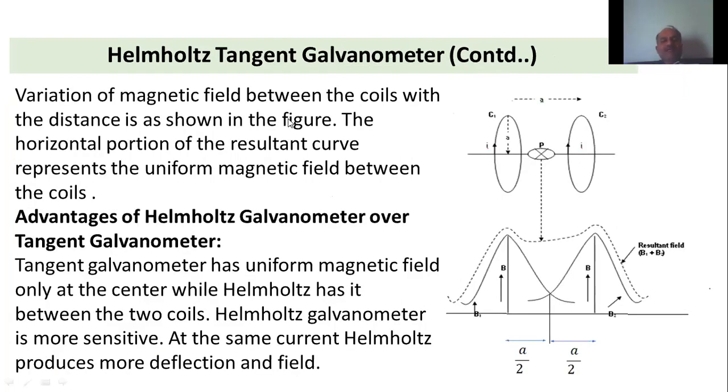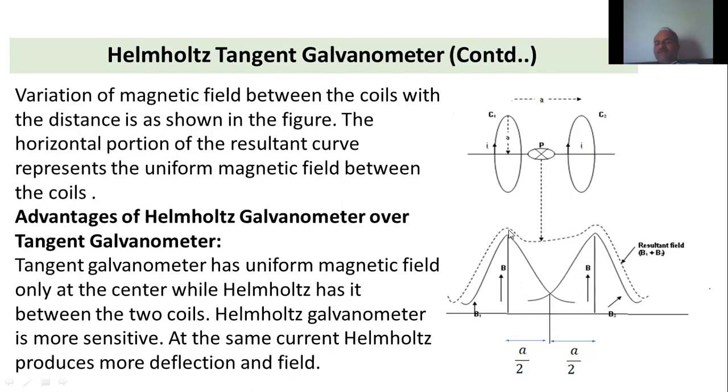So, the variation of magnetic field between the coils with the distance is shown in the figure. These are the two coils of the Helmholtz tangent galvanometer here, and the horizontal portion of the resultant curve represents the uniform magnetic field between the coils.